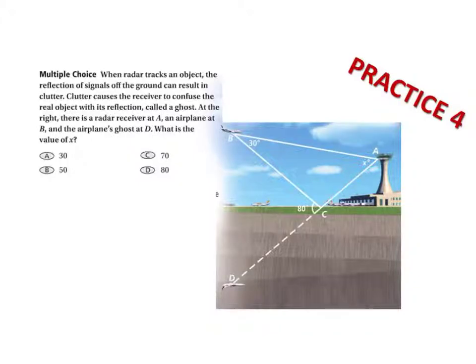Here's your problem. When radar tracks an object, the reflection of signals off the ground can result in clutter. Clutter causes the receiver to confuse the real object with its reflection, called a ghost. At the right, there is a radar receiver at A, an airplane at B, and the airplane's ghost at D. What is the value of X? Notice you have an exterior angle, 80, and an interior angle of 30. Do you add or subtract? Pick one of your answers from there.